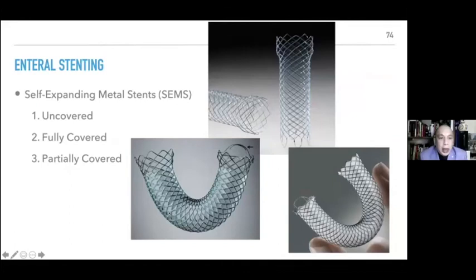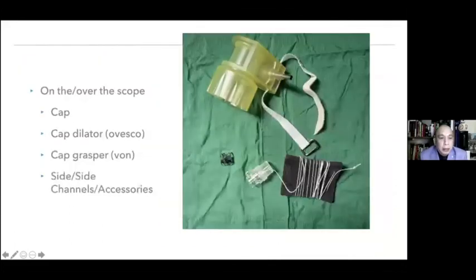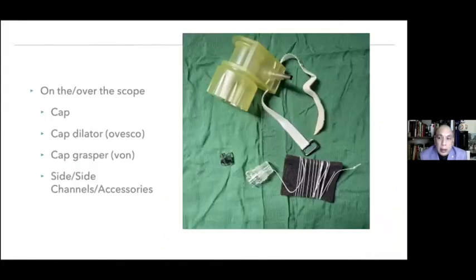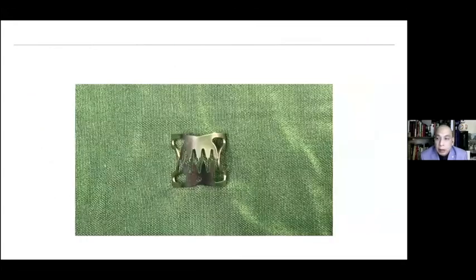So it can be either uncovered, fully covered, or partially covered. But I think this can be covered by a different lecture. Now, other equipment or instruments like the over-the-scope clips, dilators, or even what we call Ovesco clamps, are mainly used for hemostasis, but can also be used to close some intended or accidental mucosal defects. This is how they look like.